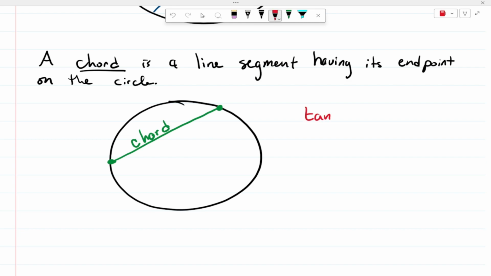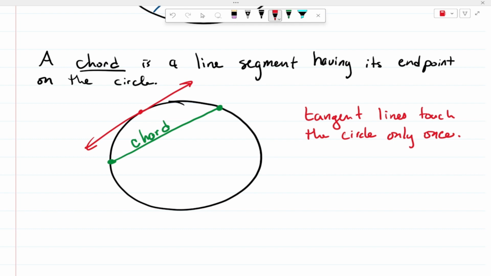All right. Now, a tangent line is a line that touches only once. So tangent lines touch the circle only once. Now, if you think about it, a tangent line therefore cannot be inside the circle. The tangent line is going to be outside of the circle. So, in red is our tangent line.